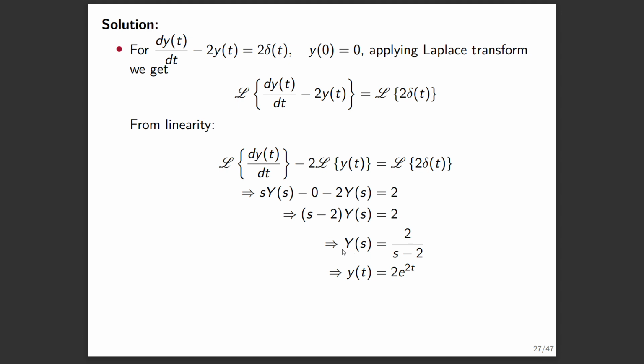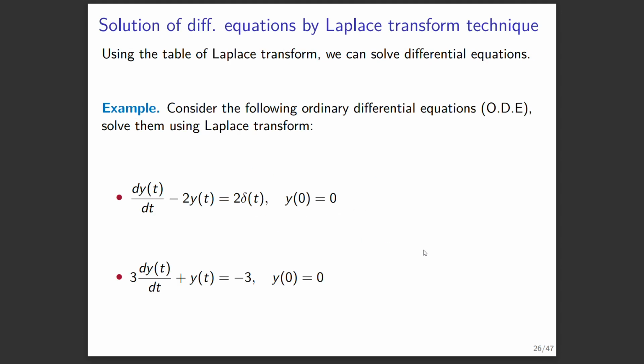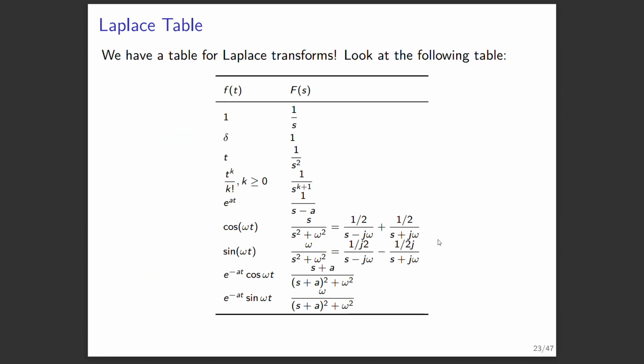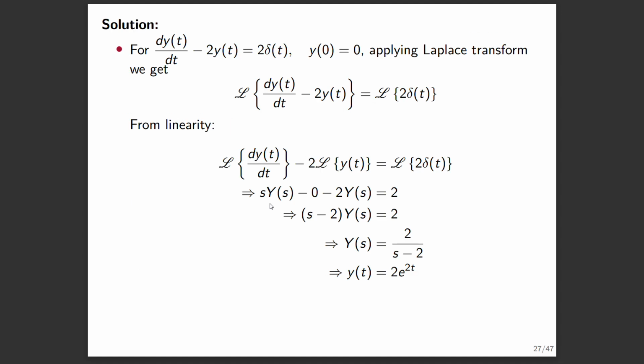But that's not what I want. When I say solve a differential equation, I want to find y of t. So can you tell me what I have done here? Here I have taken the inverse Laplace transform from the table. Look at here. If I have 1 over s minus 2, the inverse Laplace transformation of it would be e to the 2t. So I have 2 times e to the 2t.